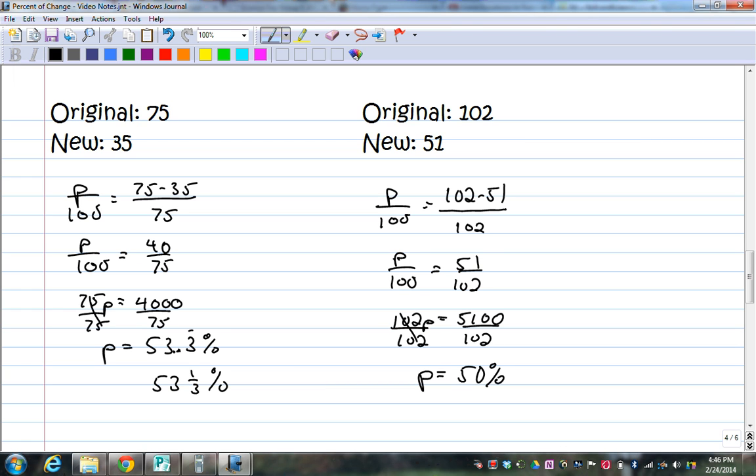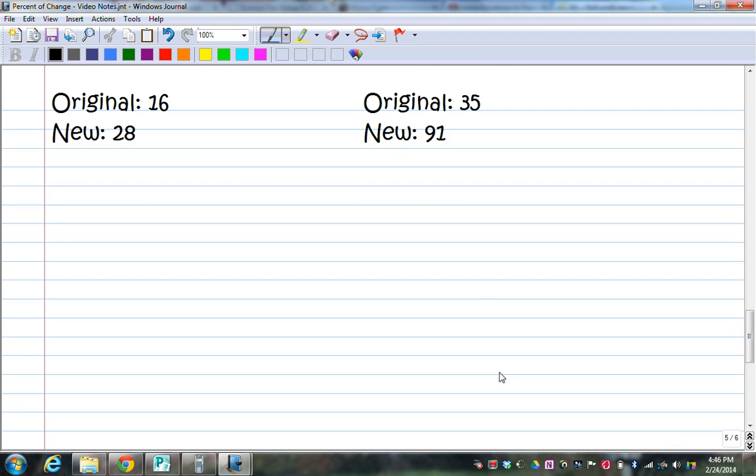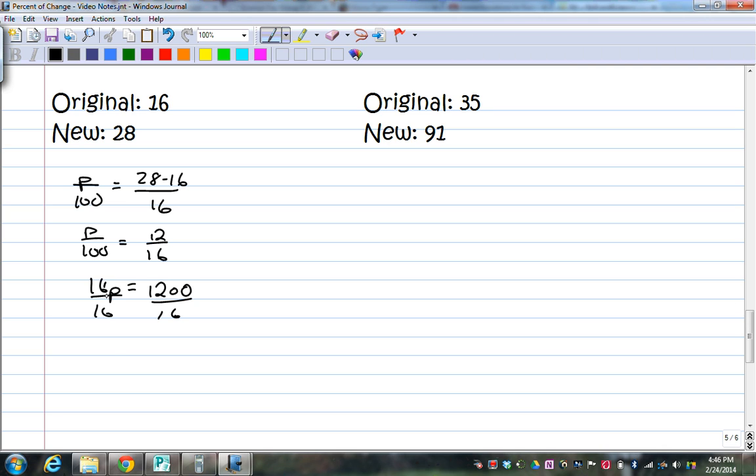All right, let's move on. Let's do some increases. Here are two increases. Excuse my cough. Go ahead and pause the video and try these two increases, please. All right, this one, P over 100 is equal to, subtract the two numbers, 28 minus 16 over the original, which is 16. This would be P over 100 is equal to 12 over 16. That would give me the equation of 16P is equal to 1,200. Divide both sides by 16, and P is equal to 75%.